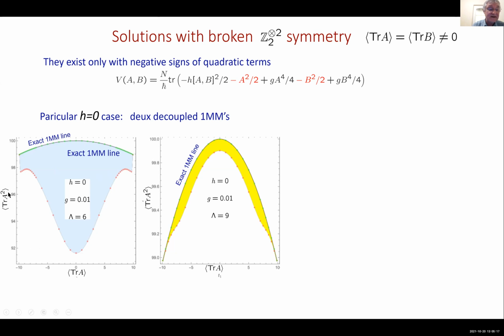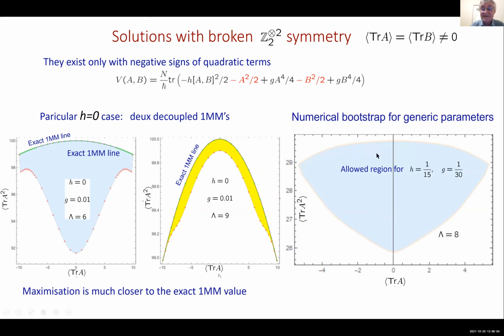And this is trace A squared versus trace A moment, which is non-zero now. The exact line is here. Little by little, for lambda equals 6, we don't have a very good approximation. There are points of numerics here in red, but the upper limit is quite good. And then for lambda equals 9, it's already much better, but still the upper limit is a much better approximation to the exact solution than the lower limit.